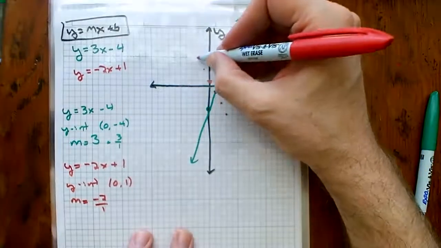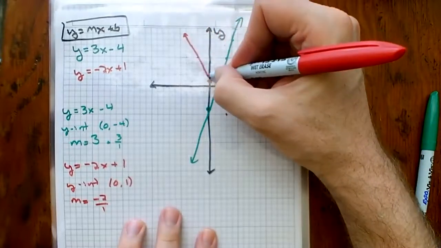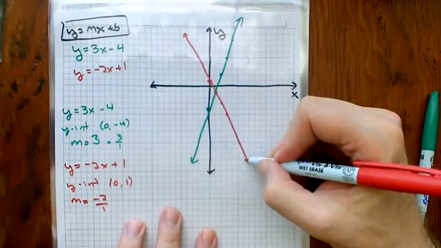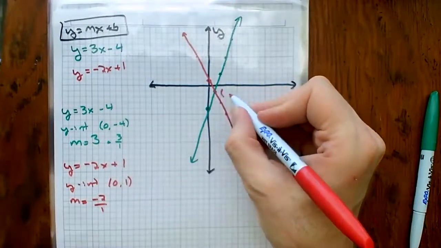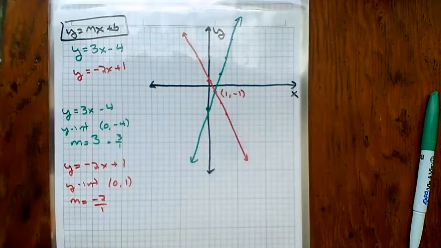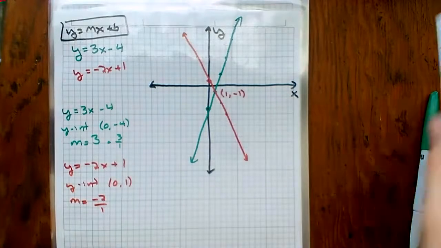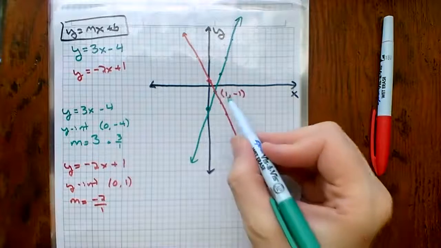So yeah, when I do this, I'll graph my line, and sure enough, we're right here. So my solution here is going to be 1, negative 1. And just like that, we have graphed our lines, and we found that point of intersection, so we found our solution.